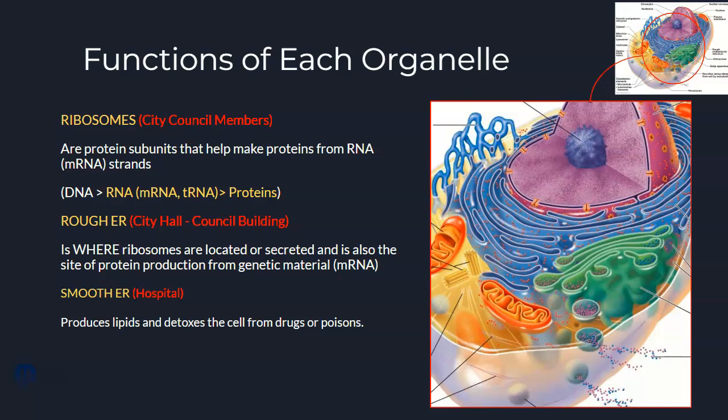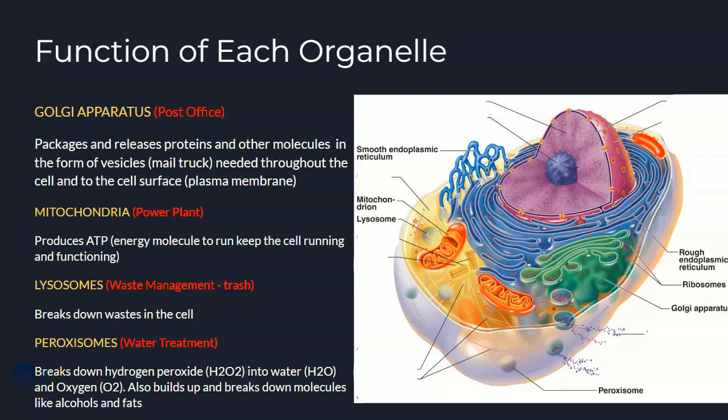Okay, so the smooth ER is specific to producing or making lipids, and eventually we could discuss that more, but that is essentially fats. A macromolecule that makes fats, things like that, or lipids. So this makes lipids, but it also detoxifies the cell. And now we have the Golgi apparatus.